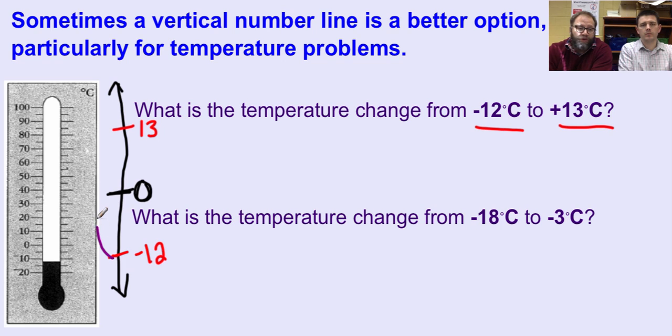I'd take that first train trip up to 0, that's 12 spaces. Then take the next leg of that trip up to 13, that's another 13. And then find the sum of those two. 13 plus 12 gives me 25 steps.